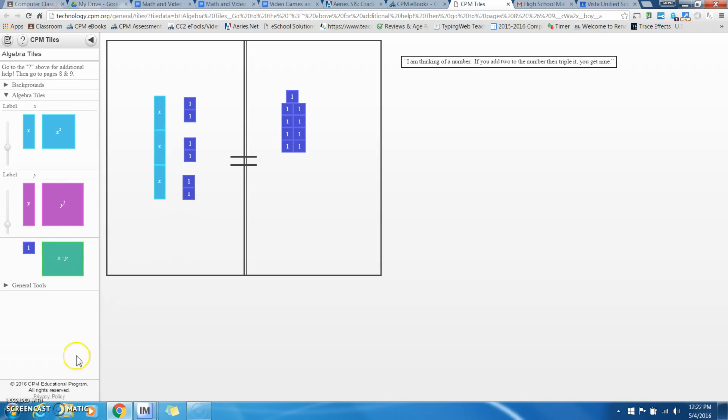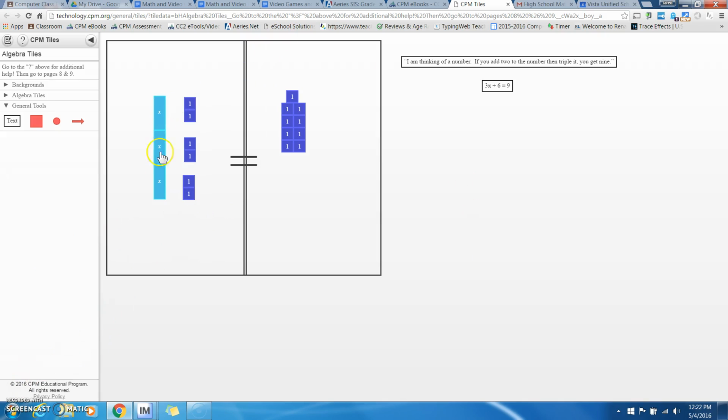So how could I write that? You can see I have 3 x's and 6 units. So I have 3x plus 6 equals 9. Okay, so that's one way. Now what's another? The second way I can write it is using distributive property, because you can see there are 3 sets of x plus 2. So 1, 2, 3. I could write this as 3 times x plus 2 equaling 9. So that would be another way using the distributive property. And that gives us our 2 ways for A.